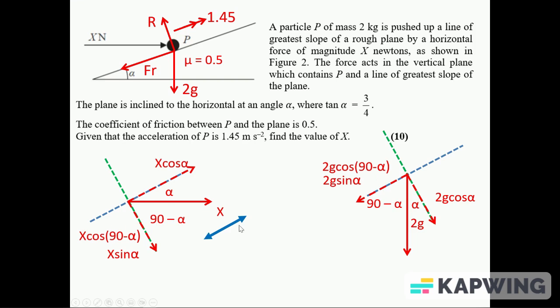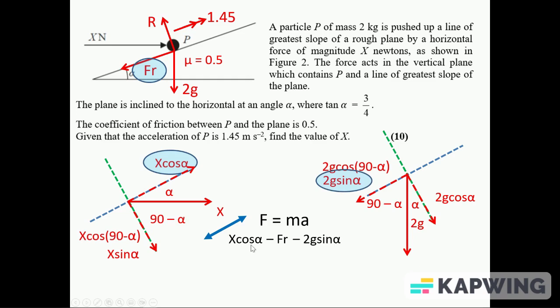Now, if I look at what's going on parallel to the plane, like I say, this is F equals ma. It's accelerating up the plane. So I'll do F equals ma. The x cos alpha is in the positive direction, up the plane, the way it's accelerating. So x cos alpha, and then minus the friction slowing it down. It's in the direction of the plane, so I don't need to cos alpha or sine alpha that. The weight has got a component 2g sine alpha, so minus 2g sine alpha.